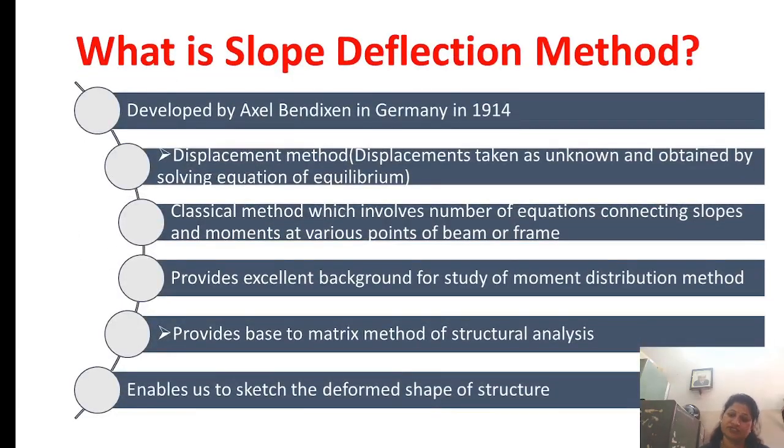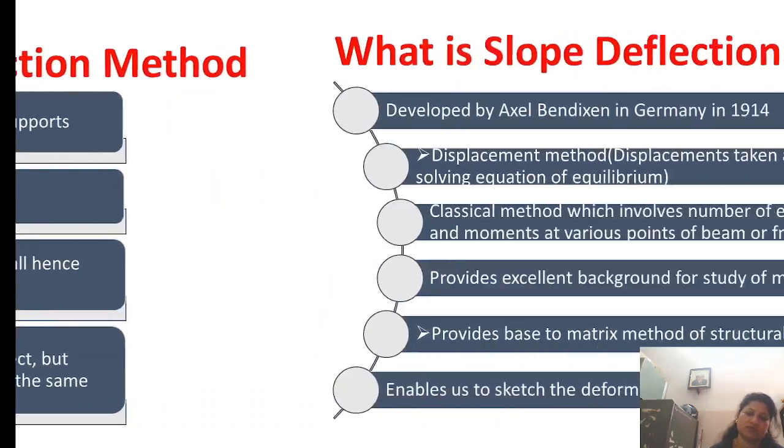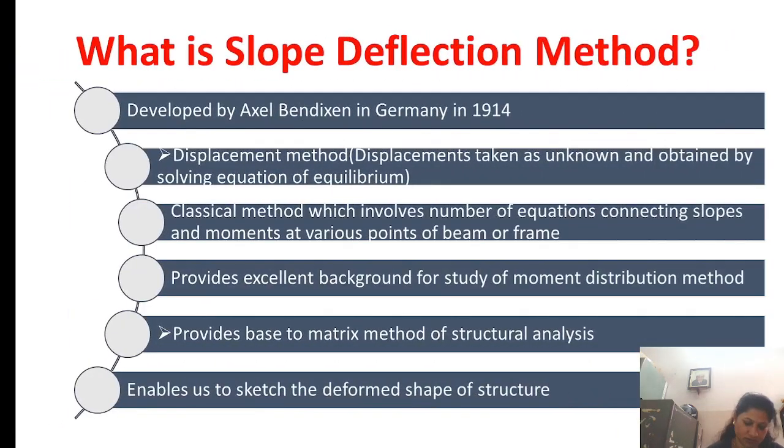Now, what is the slope deflection method? This method was developed by Axel Bendixen in Germany in 1914. In this displacement method, the displacement is taken as an unknown, which is obtained by solving equations of equilibrium. This method is meant for indeterminate structures, where the degree of freedom is more than 1 or 2, and the unknowns are the displacements.